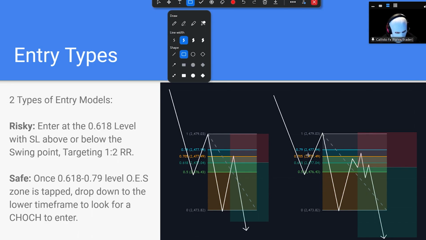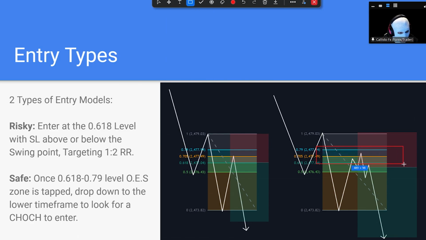Step 2, you identify your swing high, swing low, draw your fib. Step 3, wait for price to retest and look for confluence within these three areas. So same thing here, you want to see a bearish order block, a bearish fair value gap, or a resistance level to be in line with this level.